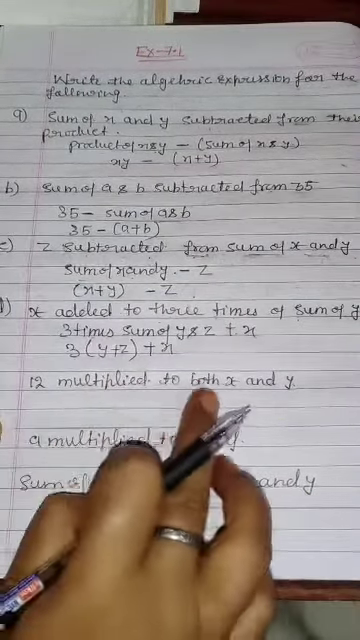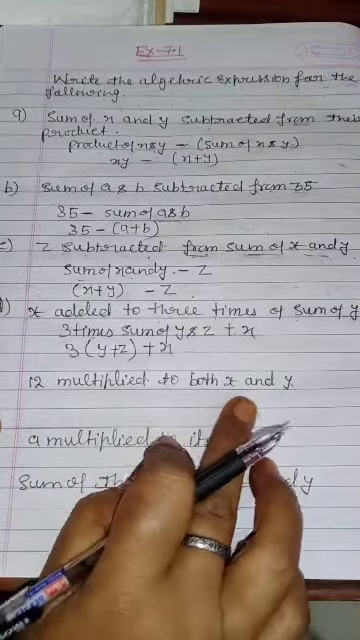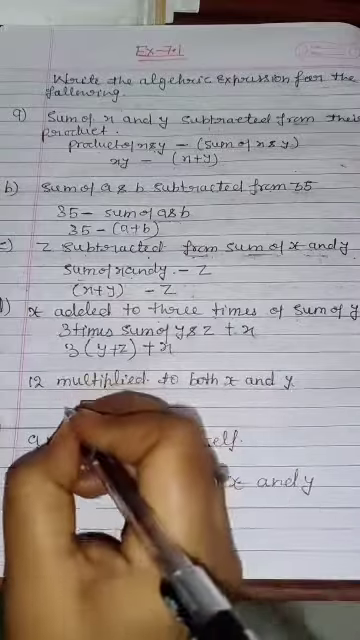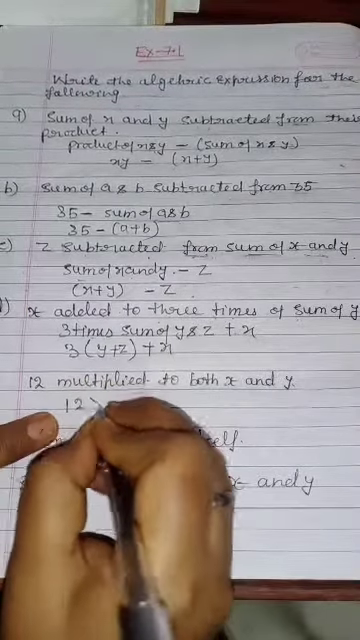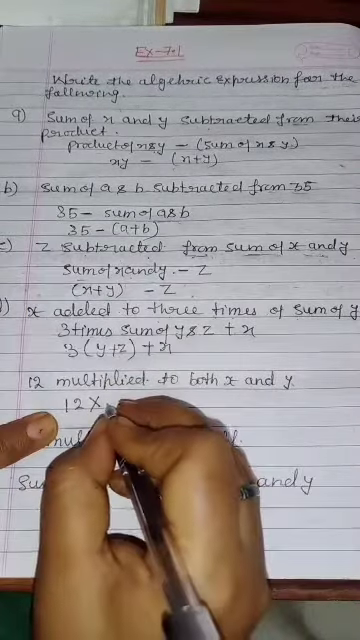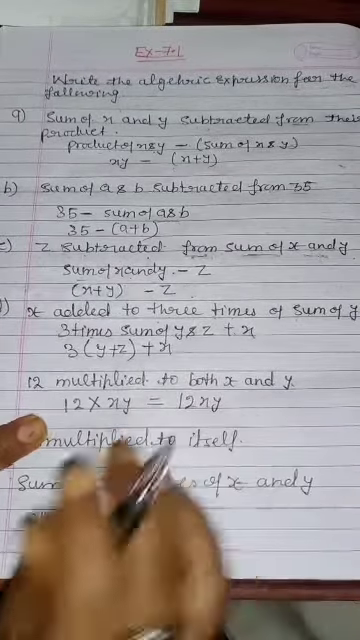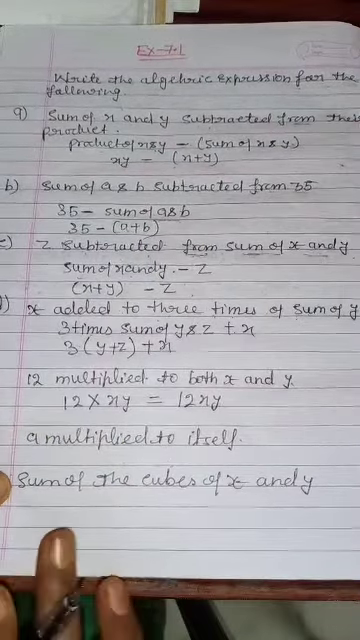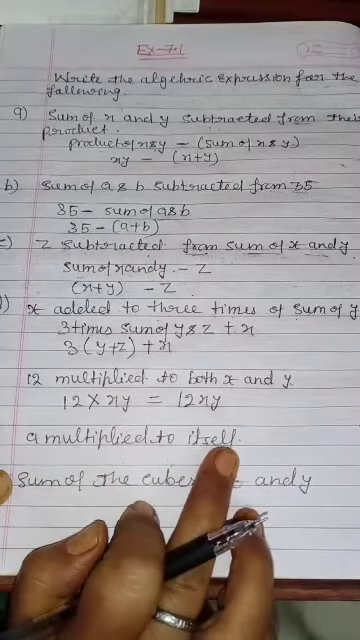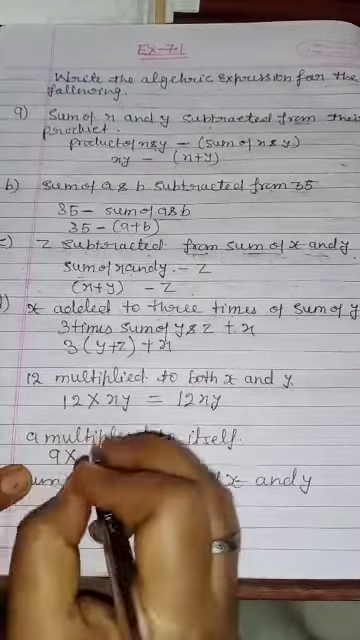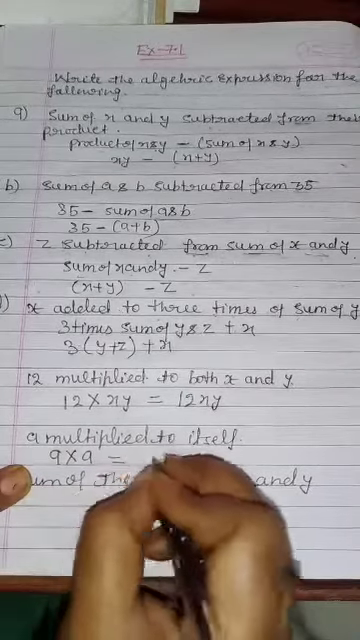12 multiplied to both x and y. So how will you write 12 multiplied to both x and y? 12 multiplied means into, to both x and y means xy. So it will become 12xy, okay. Now see, a multiplied to itself. A multiplied means into, to itself means a. So what will it become? A square.